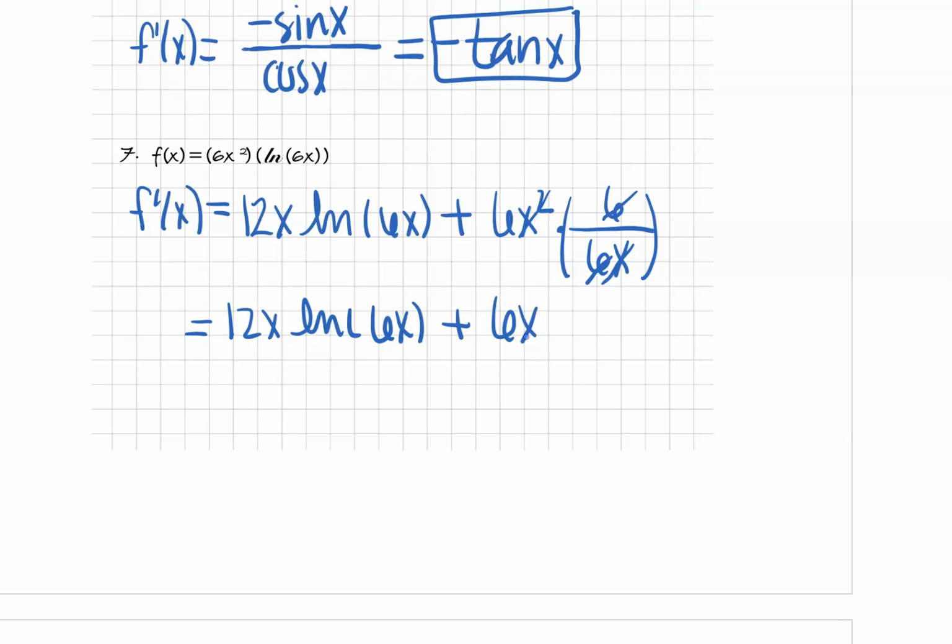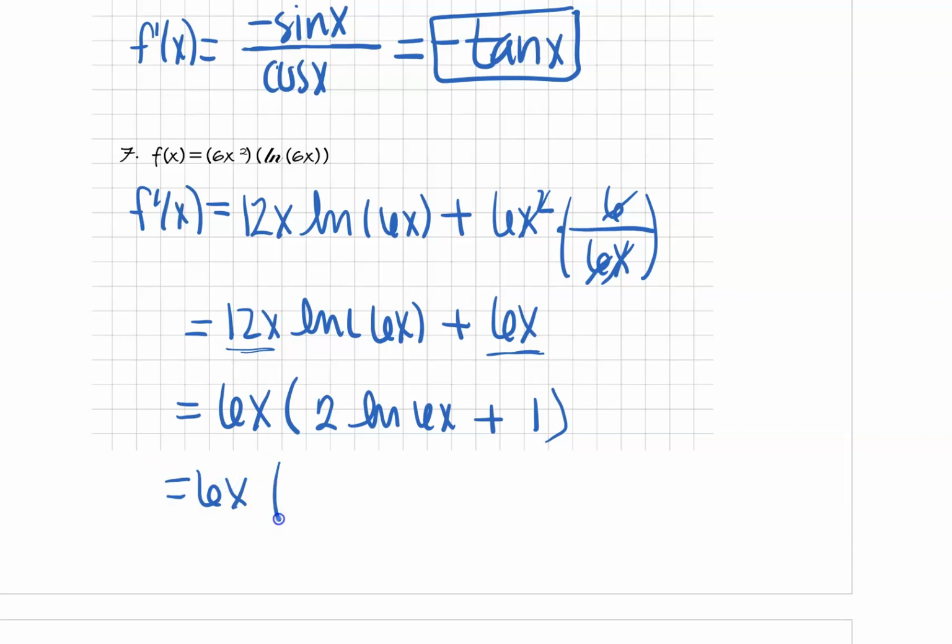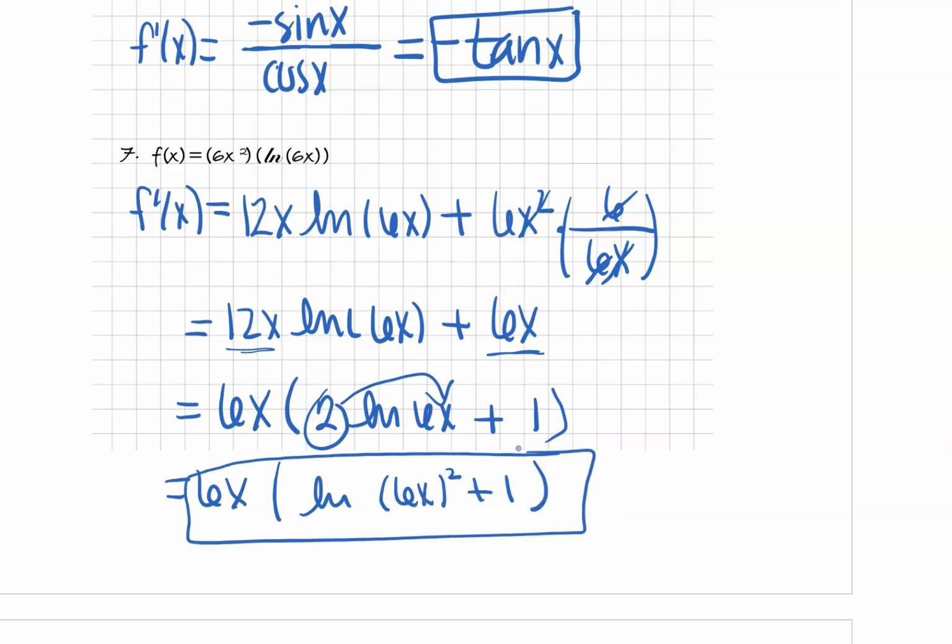And then lastly, I could factor out what they have in common. I can see that they both have an x in common in those two terms, and they both have a 6 as a greatest common factor. So I'm going to factor out the 6x, and that leaves me with 2 ln 6x plus 1. And then you know what? Let's just go ahead and pull in some of our algebra facts. Let's move that exponent back up. So that gives me ln of 6x squared plus 1. And so we now have a fully simplified, kind of finished out product there.